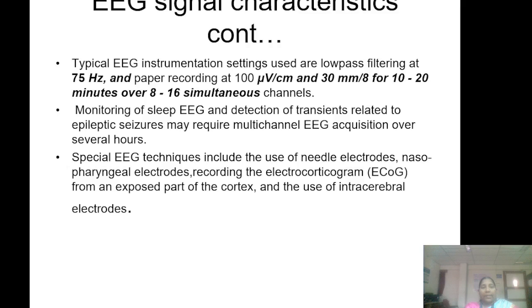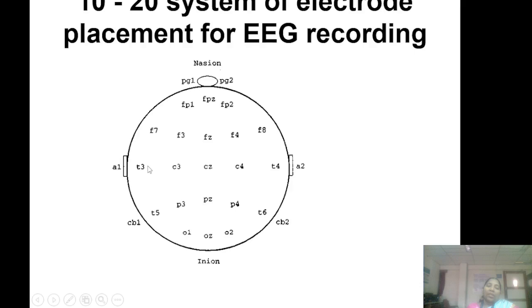If you see the 10 to 20 system of electrode placement for EEG recording, it starts from the nasion and goes till the inion. FP represents the frontopolar region, F represents the frontal region, C represents the central region, P represents the parietal region, O represents the occipital region, and on the ear lobe side, A1 and A2. T is the temporal lobe. In all these locations, the active electrodes will be placed, and the reference electrodes will be placed on either side of the ear.